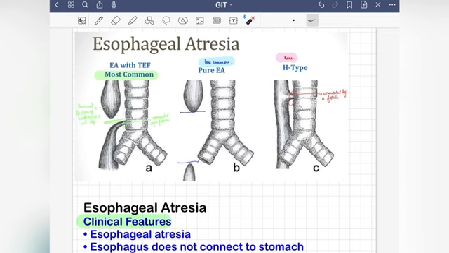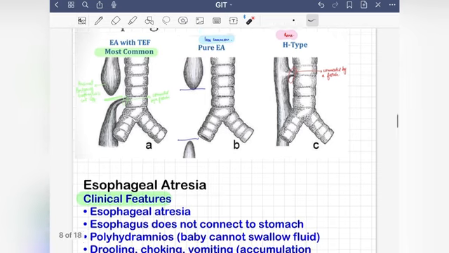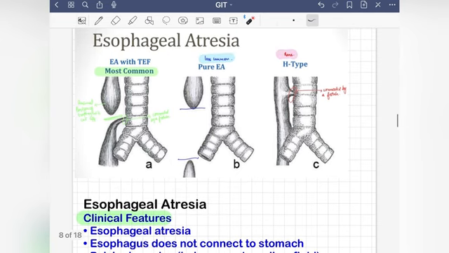There are three forms of esophageal atresia. The most common form is esophageal atresia, or EA, with tracheoesophageal fistula. A tracheoesophageal fistula is a connection between the trachea, which is here in the lungs, and the esophagus, specifically the distal portion of the esophagus. The proximal portion of the esophagus has been cut off, which is why it is called esophageal atresia.